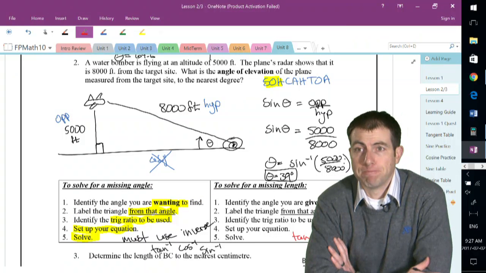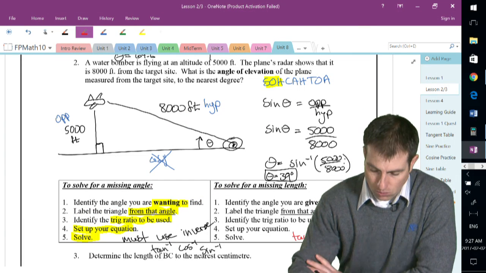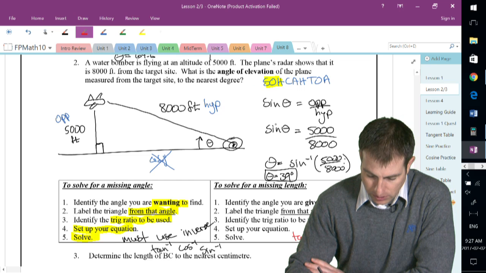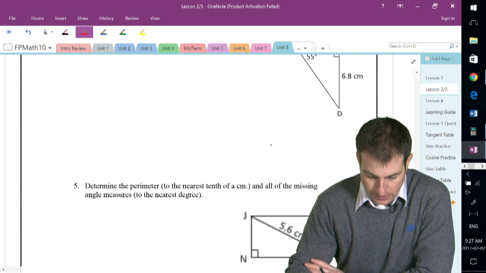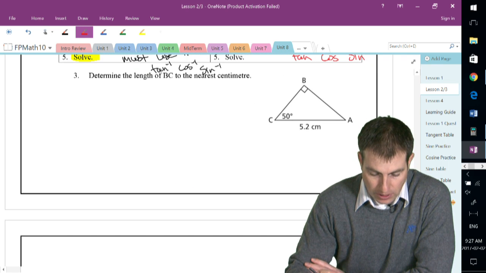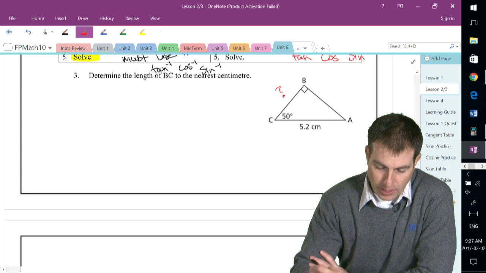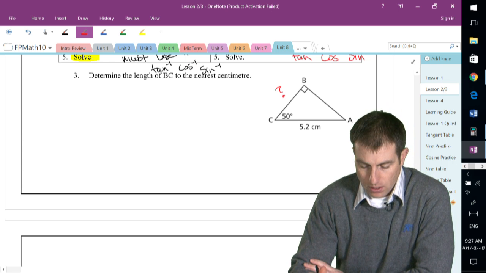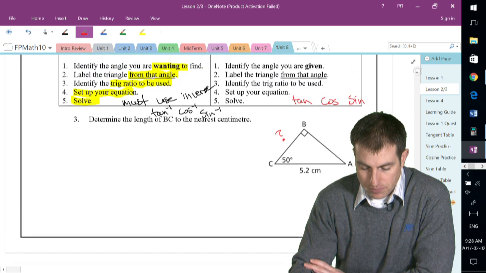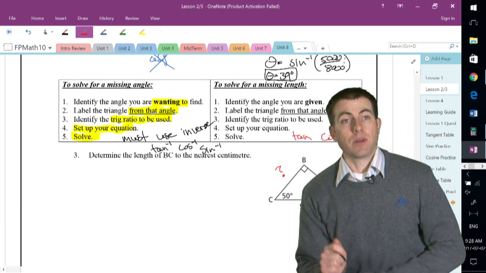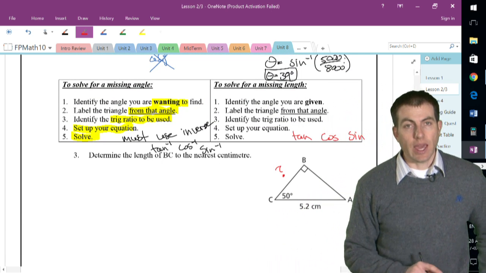All right. We'll do a couple more examples here and then give you guys some time to work. Determine the length of BC to the nearest centimeter. We're trying to find the length of this side from B to C. I'm going to go back up to our rules here that we put up above. We're trying to find a length. So the first thing we need to do is identify the angle we're given.